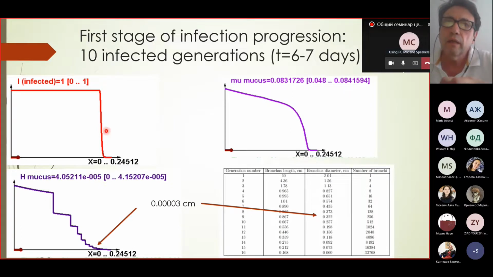Now next, we take 10 generations infected. You see the red line. It's almost at the end. Already 90% of bronchioli is infected. If you take the length, it's 90%. But according to generations, it corresponds to about 10 generations which are infected. And we do the same. We take H, we take mu. Mu changes from 48 to 84. Okay, changes more or less twice. But this change again is very small.